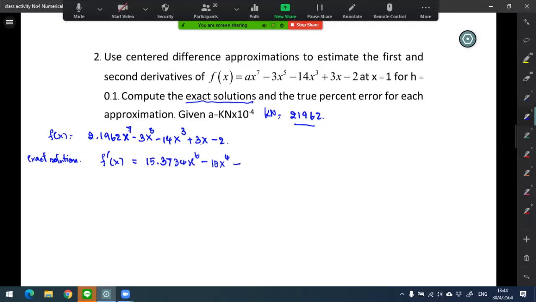And then minus 42x squared. This is correct. And plus 3. Yes. Okay, so what is the exact solution for this case when we substitute x equal to 1, because we would like to find the second derivative also, sorry. The second derivative is what? Okay, please wait a minute.